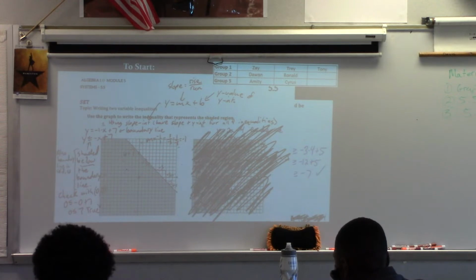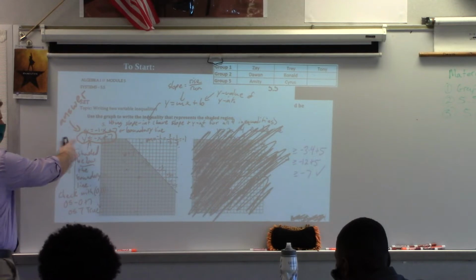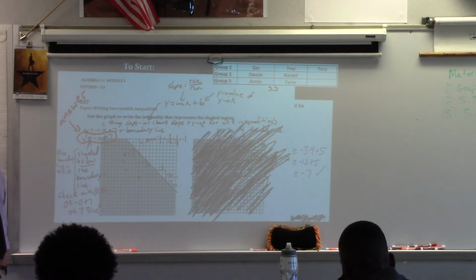So for Trey and Amity, I think y'all both got this inequality, right? Yes, sir. What was the first thing you looked for when trying to write this inequality? The y-intercept and the slope. Slope of what?